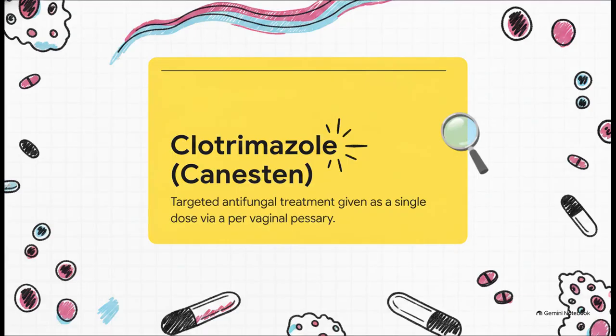Since this is a fungal infection, antibiotics are completely useless. In fact, like we said earlier, they probably caused it in the first place. Instead, you're going to prescribe an antifungal. Our clinical notes specifically highlight clotrimazole, which you probably know by the brand name Canesten. This is a targeted treatment, and amazingly, it's administered as a single dose via per vaginal pessary. So it delivers the medication directly to the site of the inflammation.